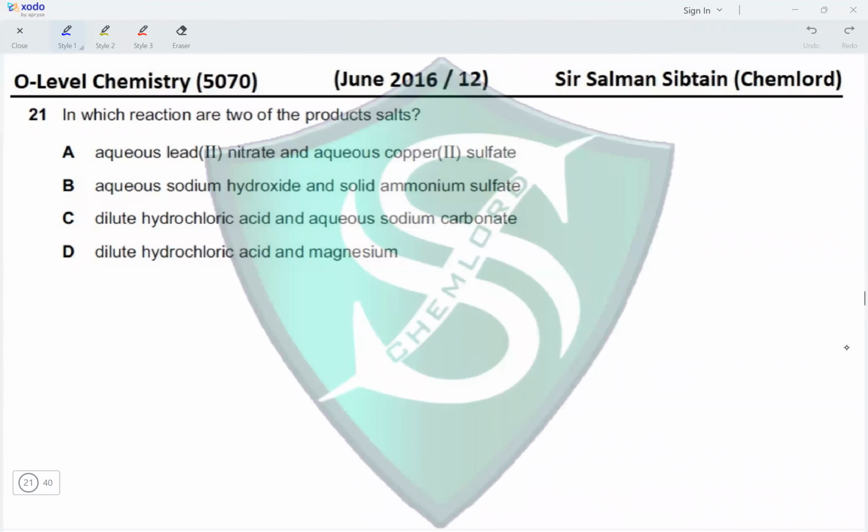Hi guys, this is O-Level Chemistry, paper 12, June 2016, question 21. In which reaction are two of the products salts? So aqueous lead nitrate and aqueous copper sulfate will form lead sulfate and copper nitrate. So both of these are salts.